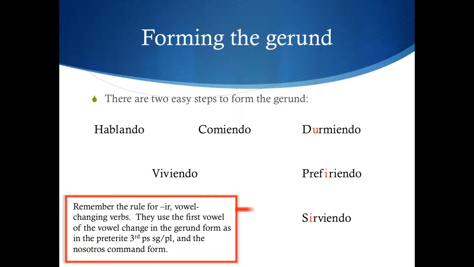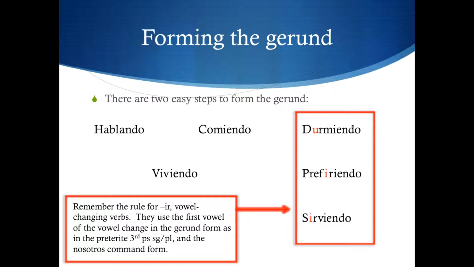Note, remember the rule for IR vowel changing verbs. They use the first vowel of the vowel change in the gerund form, as they do in the preterite third person singular él, third person plural ellos form, and in the nosotros command form.